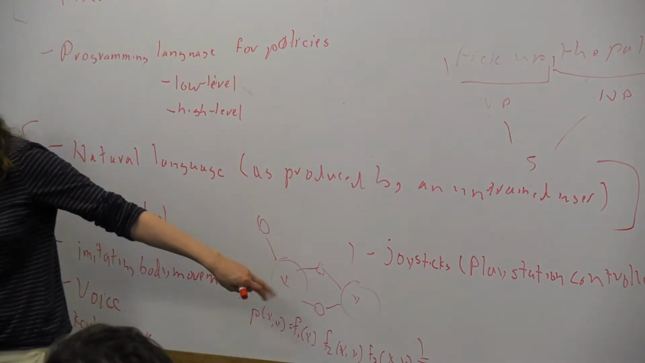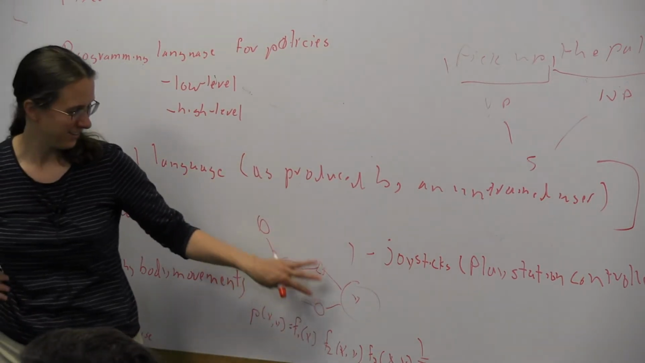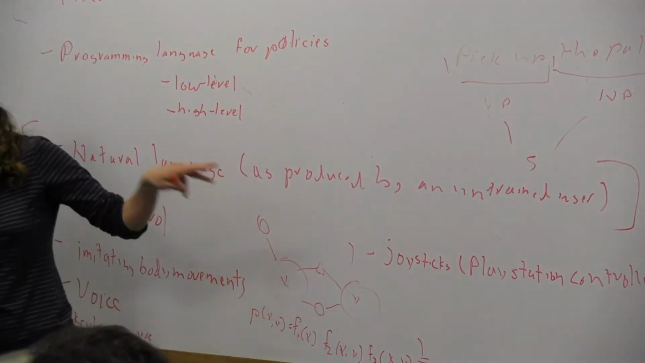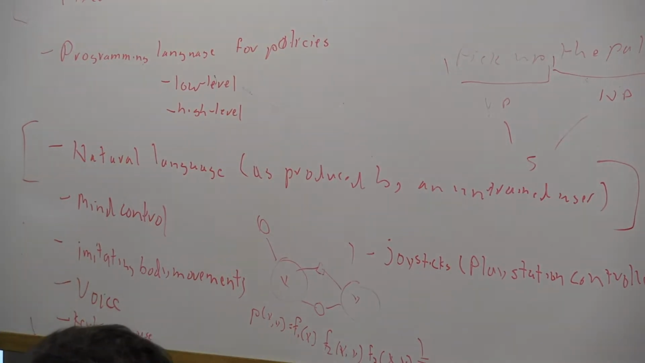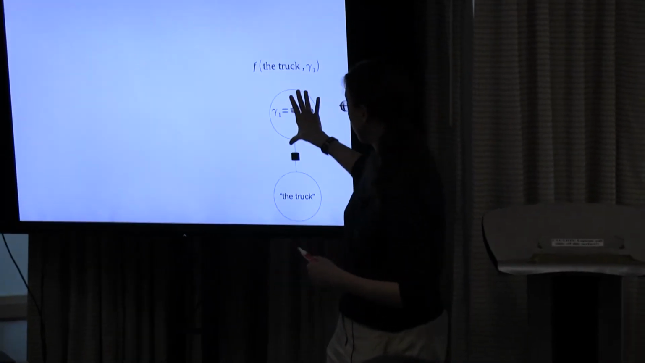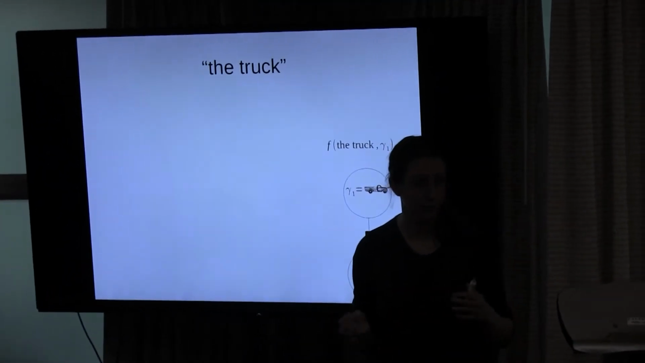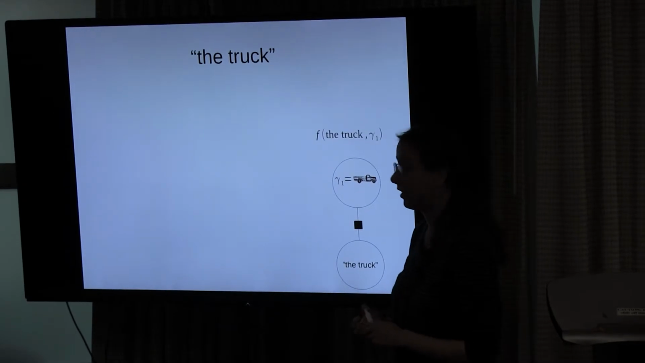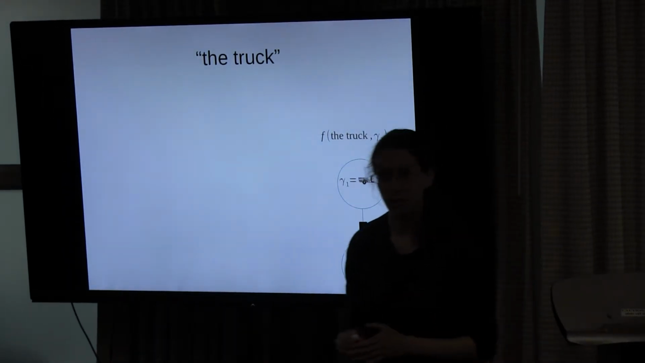Does that make sense? I can make up whatever factorization I want and write it down as a factor graph with multiple different factors between the two nodes. Is everybody okay with that? Okay. So for "the truck," the linguistic structure is just one noun phrase. So our factor graph just has one factor with the words "the truck" and the random variable gamma1 for the object. It's supposed to give a high value if gamma1 is an actual truck, and a low value otherwise.